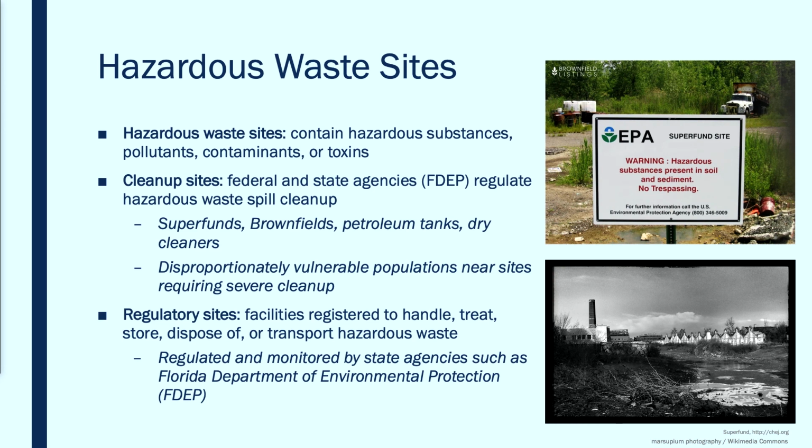So a little bit on hazardous waste sites. Basically, hazardous waste sites contain hazardous waste. These include pollutants, contaminants, toxins, things like arsenic, metals, polybisphenol, things that are very harmful to individuals' health in the neighboring areas. Cleanup sites are the sites that are run by federal and state agencies. They regulate when hazardous waste is spilled. They help to take it out of the land. So essentially, a cleanup site is one that has a present threat of contamination and is directly impacting communities.